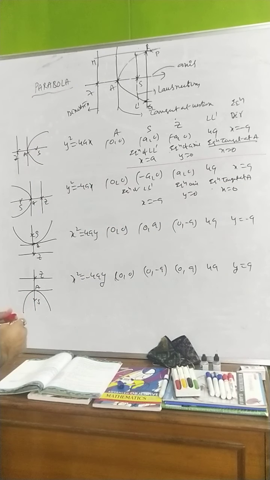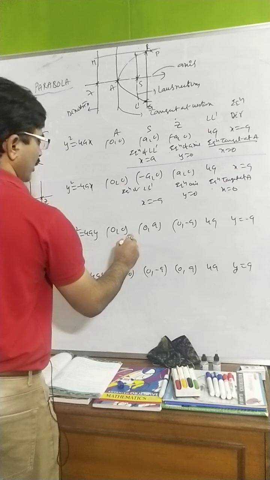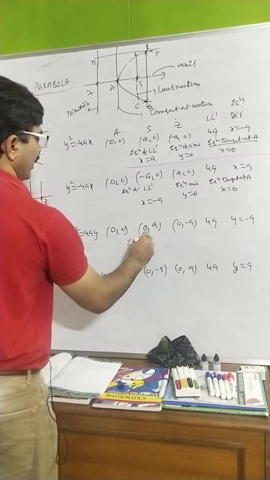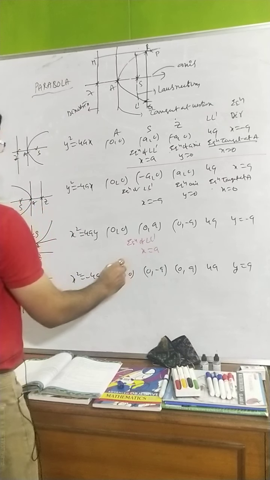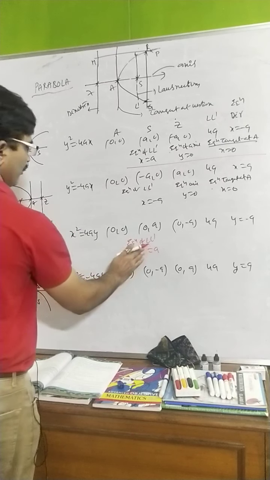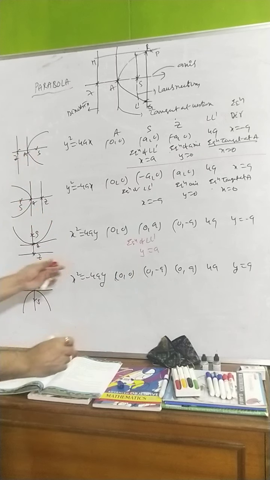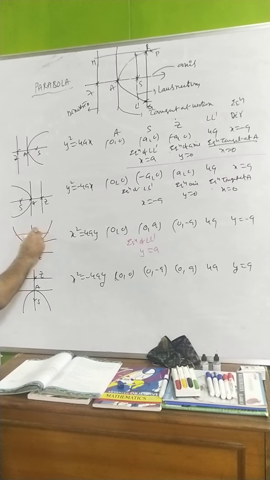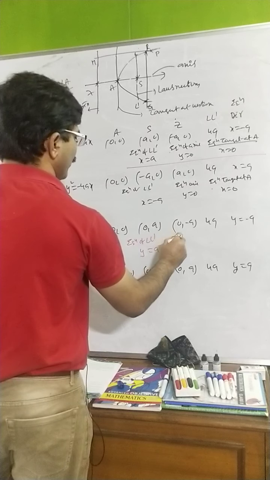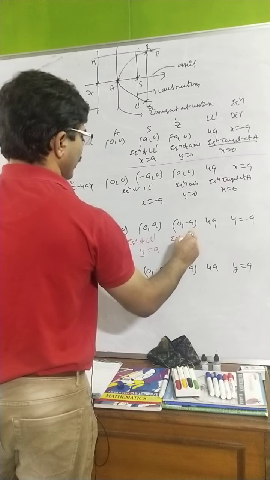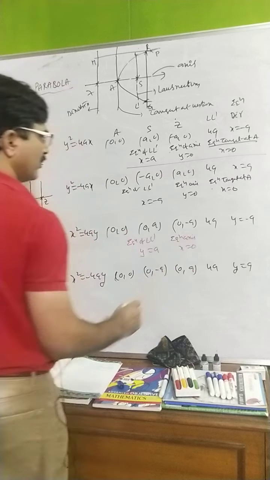But here there is a little bit of change. You see here, the equation of LL dash is not x is equal to A; here the equation is y is equal to A. This is what? Y is equal to A. Like this you will get, right? LL dash. Now here the equation of axis is x is equal to 0, right?